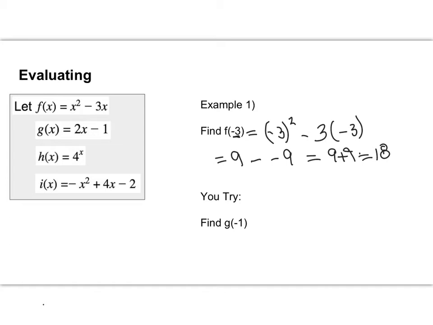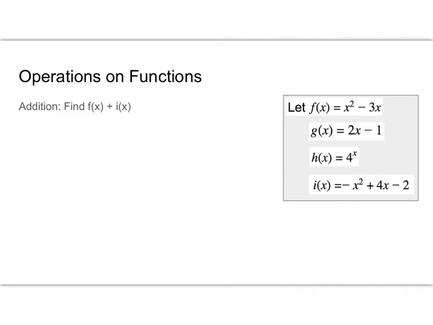So g of negative 1 is equal to 2 times negative 1 minus 1, which is negative 2 minus 1, which is negative 3. Easy. Another thing we can do with functions is we can operate with functions.